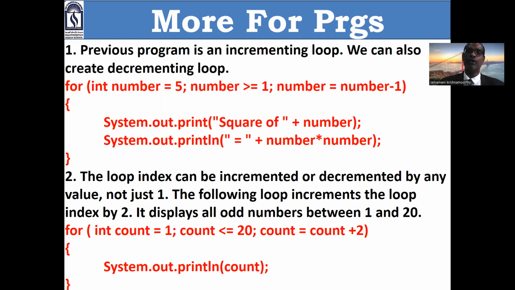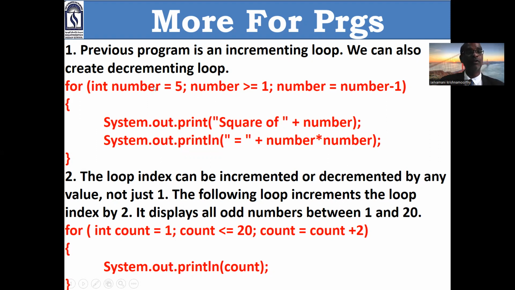In the previous program, we wanted to display square of 1 equal to 1, square of 2 equal to 4, and so on up to square of 5 equal to 25. In other words, we can create the program to display square of 5 equal to 25, then square of 4 equal to 16, so up to square of 1 equal to 1. That is also possible. See, initialization int number equal to 5. This is the condition. Number is greater than or equal to 1. Number equal to number minus 1. This is the updation part. How does it work?